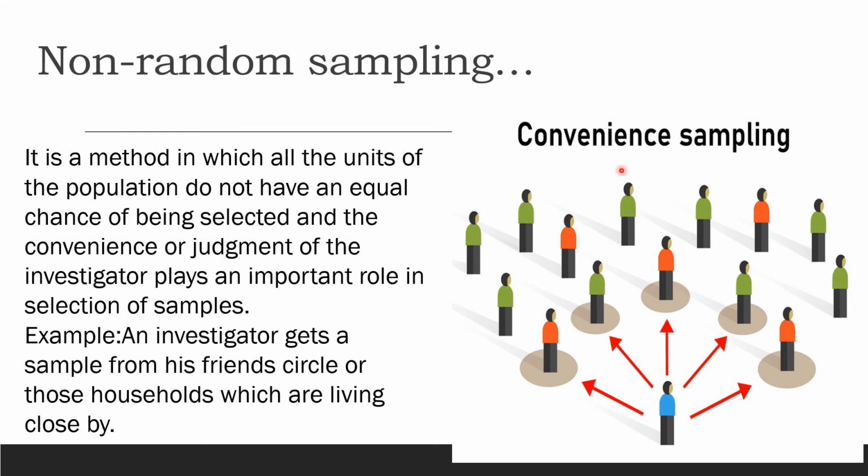I know for a fact that I'm not going to go in randomly choosing people. I'm going to be very selective about who I choose and make a part of my sample. For example, an investigator gets a sample from his friend circle or from those households which are living close by. So there you are. Non-random sampling is also called convenience sampling.